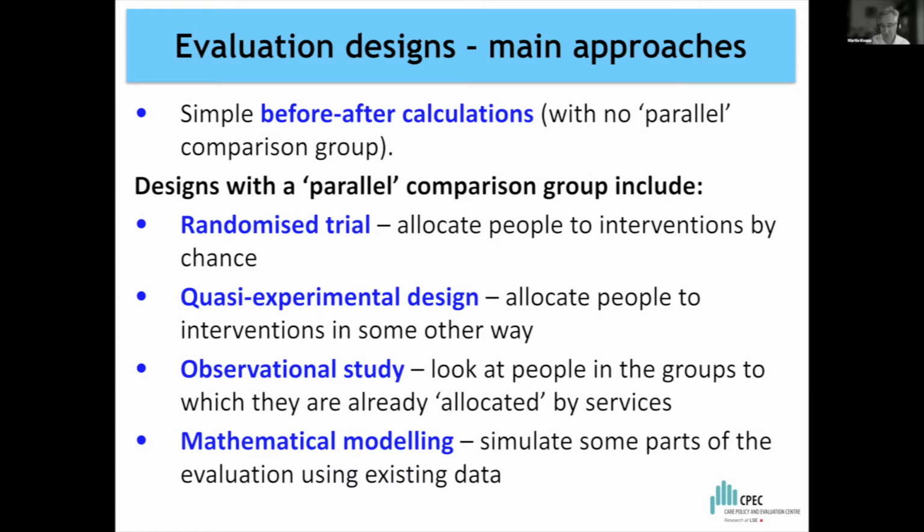Thirdly, we've got observational studies. These are very common in social care. We just look and see where people are within the system, what sort of services they're getting, and make comparisons between them on their effectiveness and their costs. And then fourthly, we've got something called mathematical modeling. I'm going to show you a little picture of one, and then one of the examples later on that Annette is going to talk about will be an example of a mathematical modeling study in the social care area.